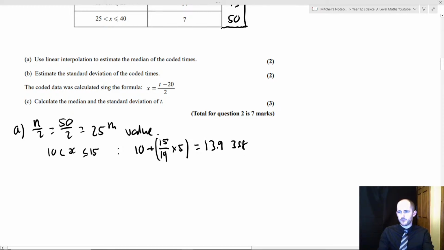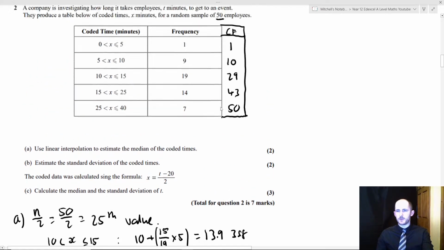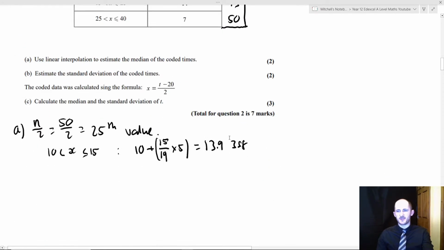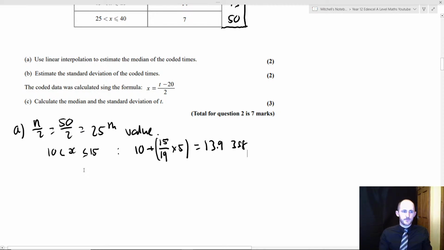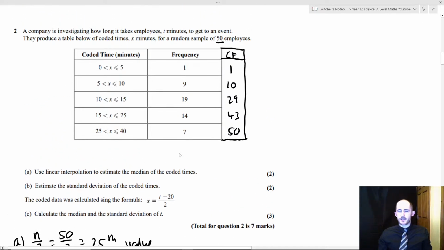I'm going to do it to 3SF. And the reason why I'm doing that is it's time in minutes. We can give decimal for minutes, that's fine. So we don't normally go to like 2 or 3 decimal places, so I'm going to leave it like that. Okay. And that's the median of the coded times. Perfect. For part B. Estimate the standard deviation of the coded times.